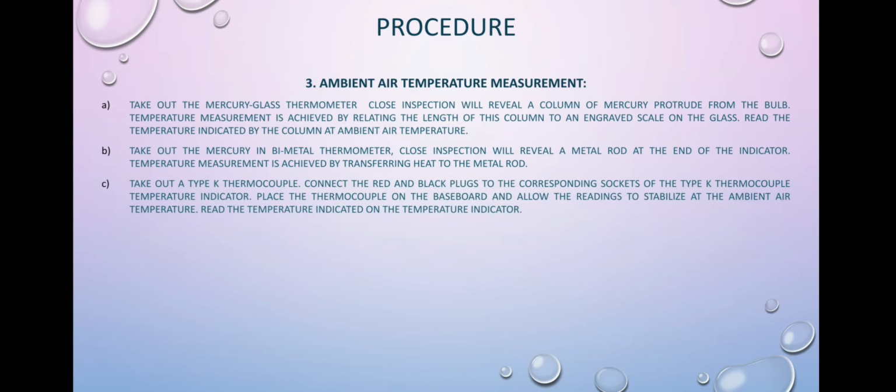For step C, we take out a type K thermocouple and connect the red and black plugs to the corresponding sockets of the type K thermocouple temperature indicator. We place the thermocouple on the baseboard and allow the readings to stabilize at the ambient air temperature. We read the temperature indicated on the temperature indicator.